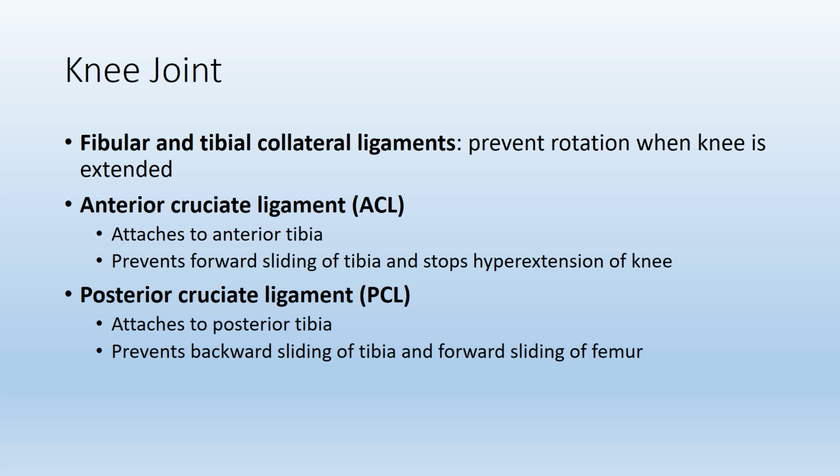First, we have the fibular and tibial collateral ligaments. These may be referred to as the lateral and medial collateral ligaments, respectively. These ligaments will prevent the rotation of the tibia and the femur when the knee is extended, so they keep the bones aligned.